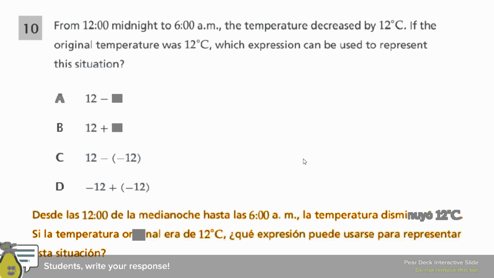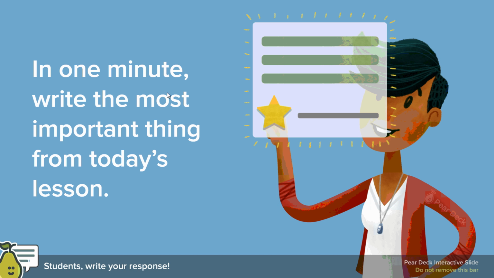Here's a good question I took from the state test. So hopefully you'll be able to figure out which expression can be used to represent the situation: the temperature decreased, and hopefully you'll know what decrease means, by 12 degrees. If the original temperature is 12 degrees Celsius, which expression can represent that situation? So in 1 minute, I would like you to write down what was the most important thing from today's lesson.